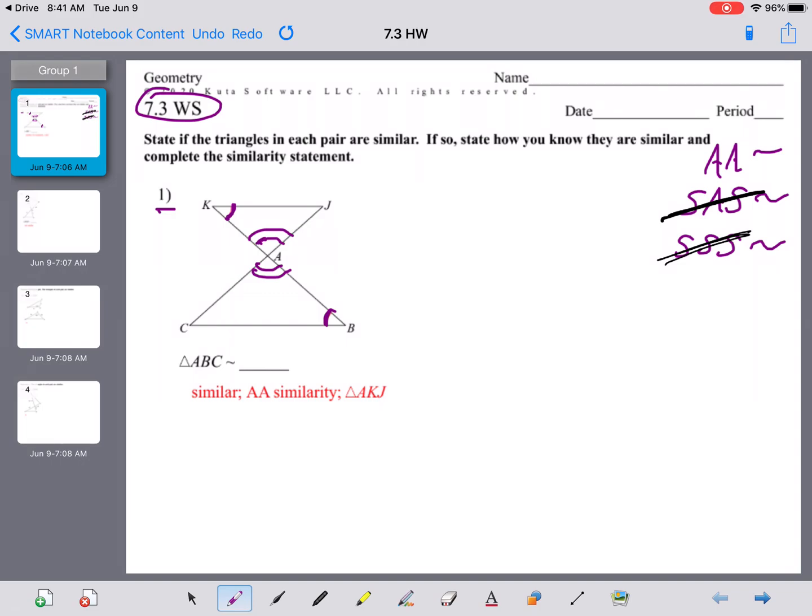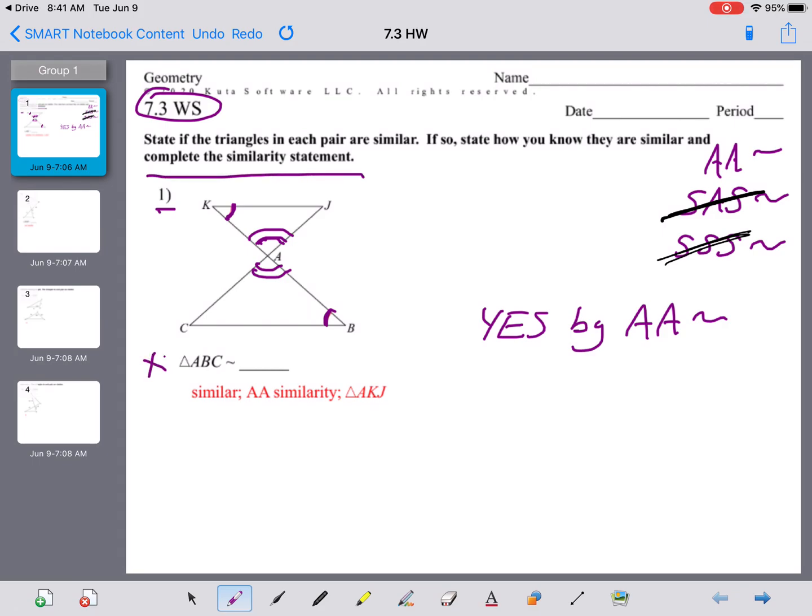I want to say this was the very first theorem we learned all year, theorem 2.1, that said that vertical angles are congruent to each other. So, right there, everybody, there are the 2 pairs of congruent angles that we needed. So, the answer to this question here is yes. These 2 triangles are similar, and they are similar by angle-angle similarity. All right, got it. Now, they also said complete the similarity statement.